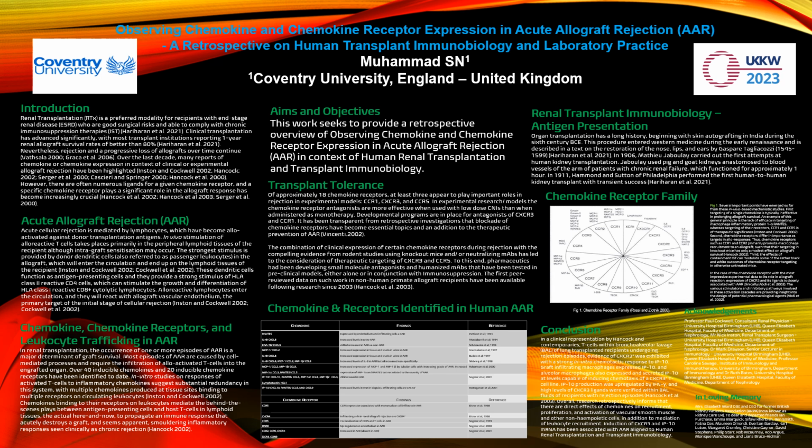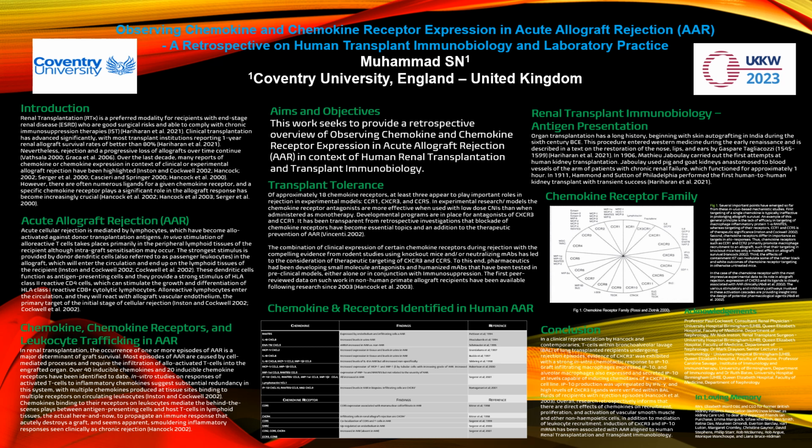In the context of renal transplant immunobiology and antigen presentation, organ transplantation has a long retrospective history, beginning with skin autografting in India during the 6th century BCE. This procedure entered Western medicine during the early Renaissance, and is described in a text on the restoration of the nose, lips, and ears by Gaspare Tagliacozzi, 1545 to 1599.